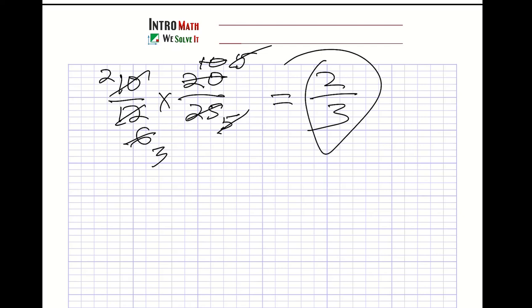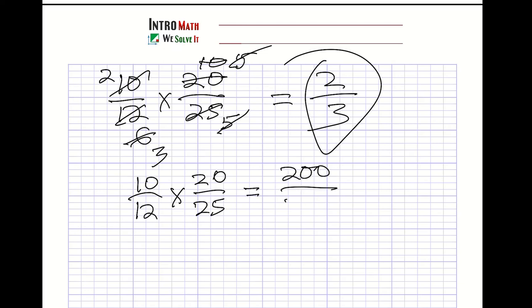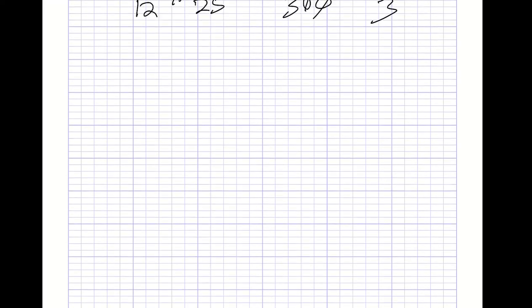You can solve it the other way, and you're gonna get the same answer. If you solve it the other way, it would be 10 over 20 times 20 over 25, which equals 200 over 300. You cross these out, and it equals 2 over 3, the same thing. So you see, you make it easier for yourself by trying to cross things out before actually doing heavy multiplication.